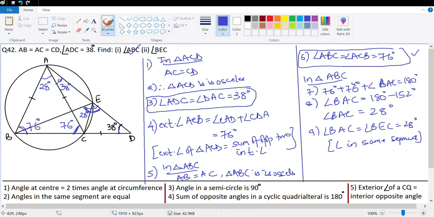So I had marked the wrong angle. I don't need to calculate this big angle. I just needed to calculate the small angle BEC, which is 28 degrees. Good, let's look at the next one.